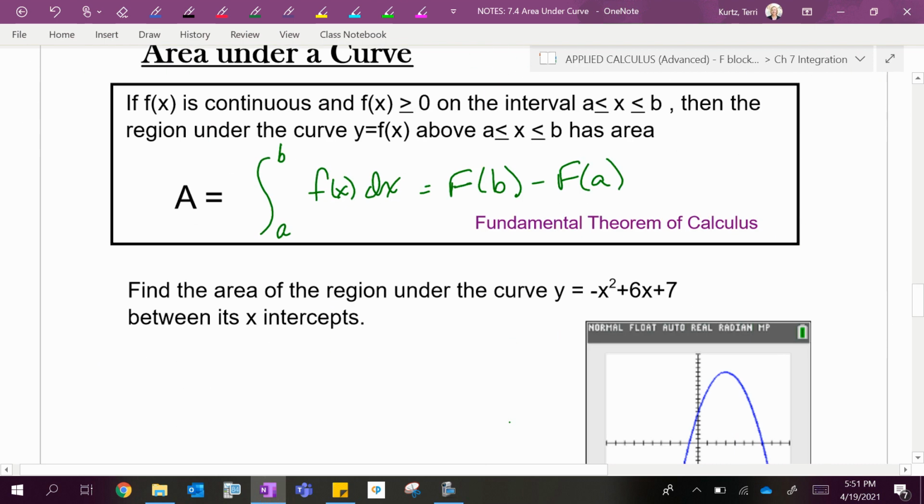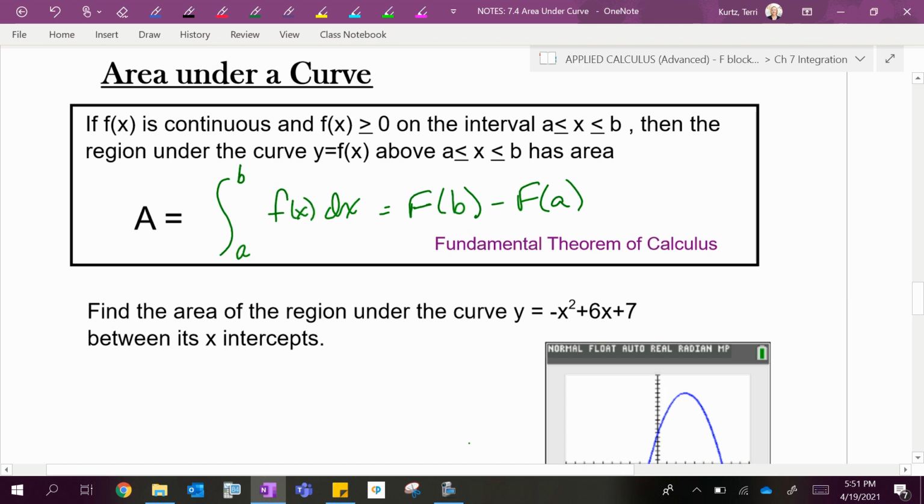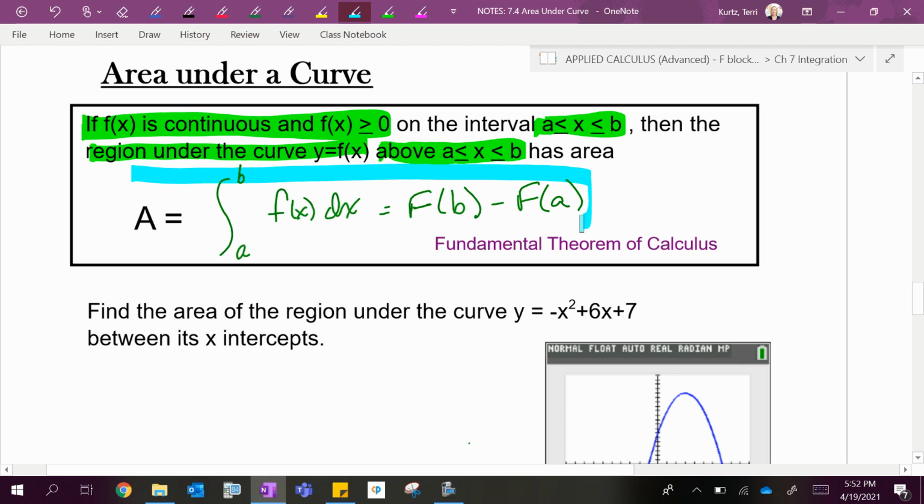What are our problems going to look like? Okay, so first of all, the fundamental theorem of calculus, we've got it right here. If I read this to you, if f of x is continuous and f of x is greater than or equal to 0 on the interval x greater than a and less than b, then the region under the curve y equals f of x, above x greater than or equal to a and less than or equal to b, has this area. And again, this area formula is just taking the definite integral of that function from a to b.